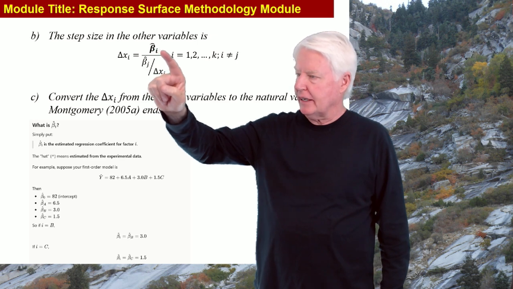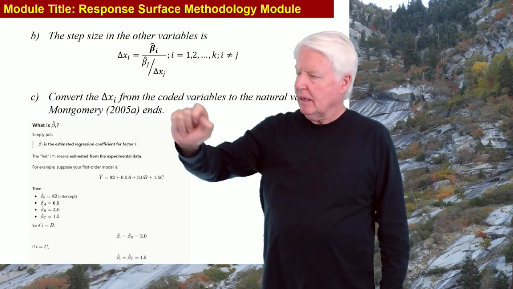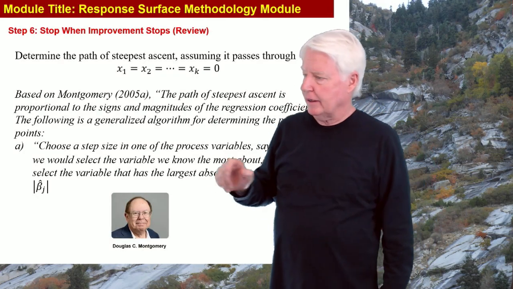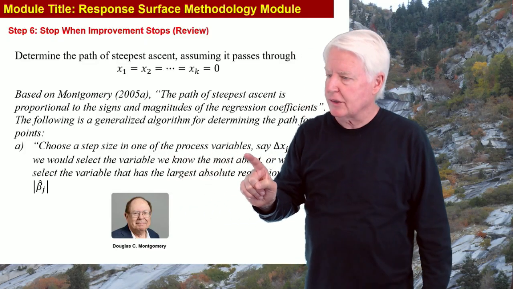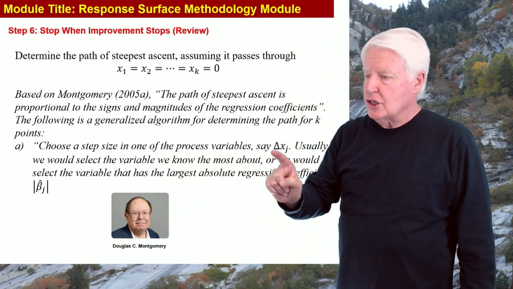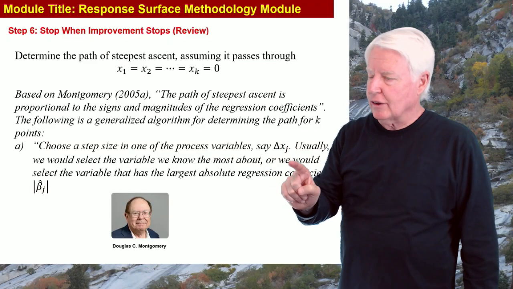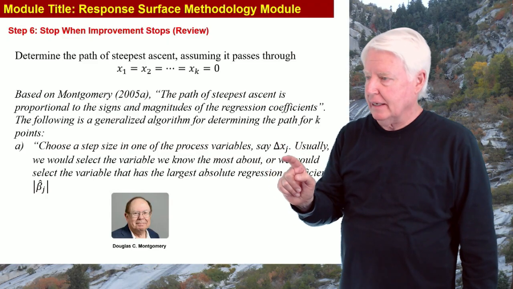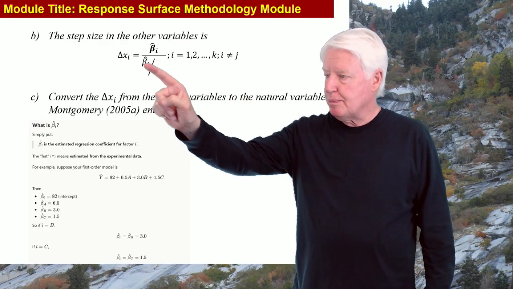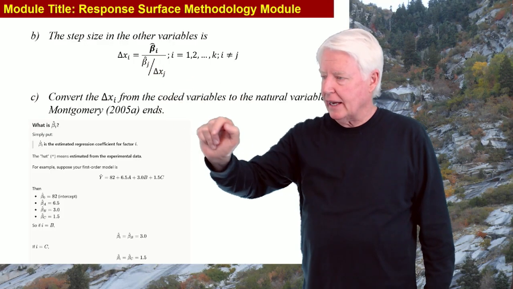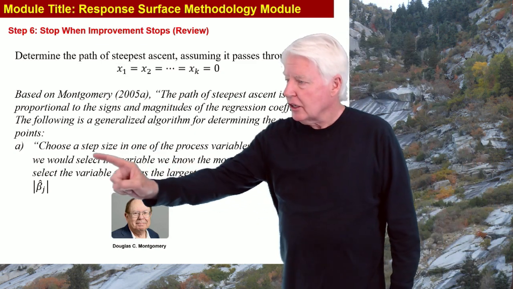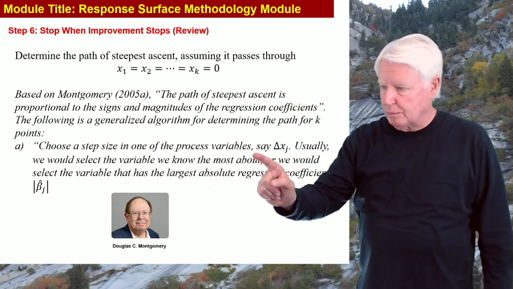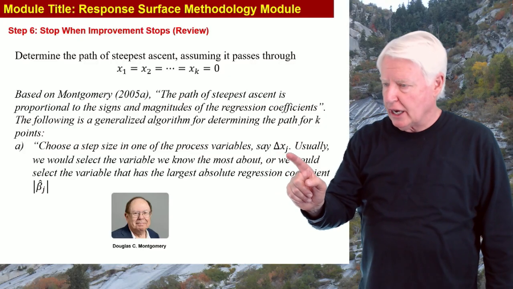Well, you have two variables here, two coefficients, beta i and beta j. Now let's go back and read the last paragraph here from Montgomery. Choose a step size in one of the process variables, and he's going to call that what? Change in x of j, and he's going to call the coefficient for this beta of j. That's where this comes from. This beta j and change in x of j is the largest coefficient, is what you'll find. Choose the step size in one of the process variables, and let's call it change in xj.